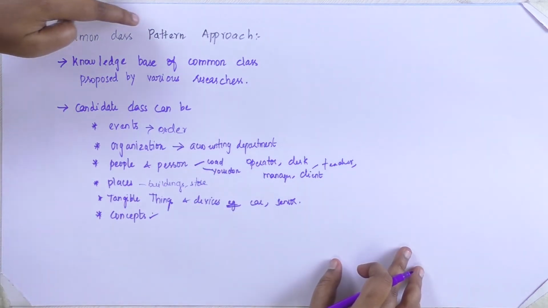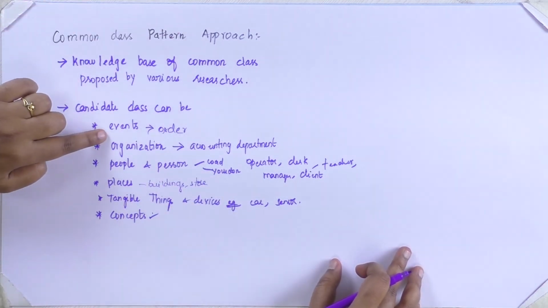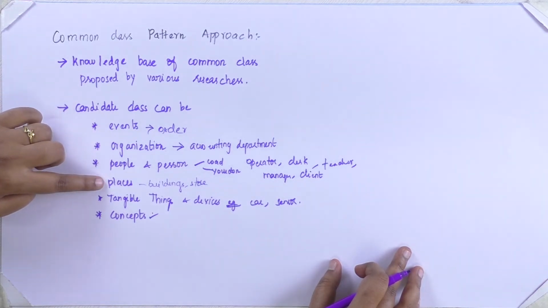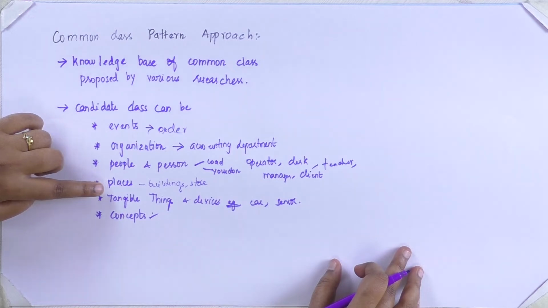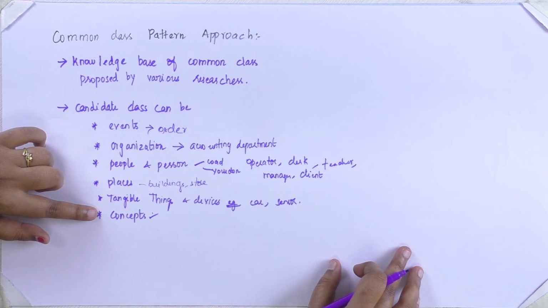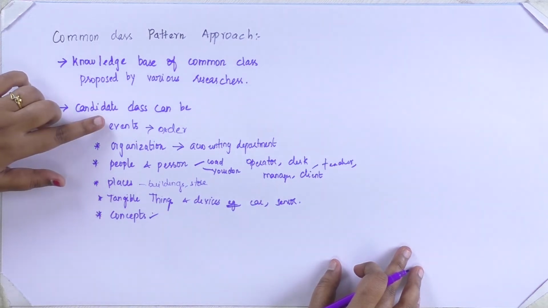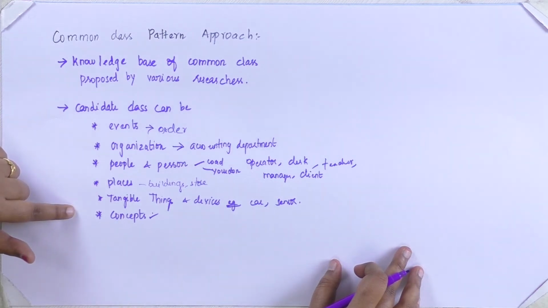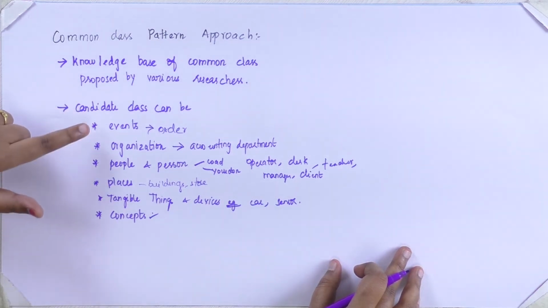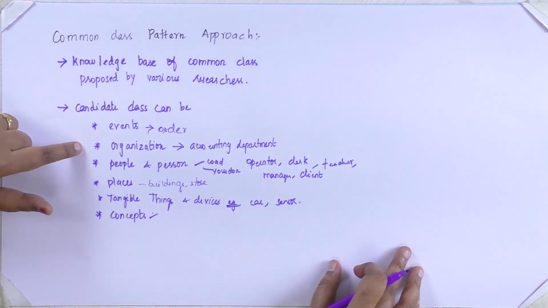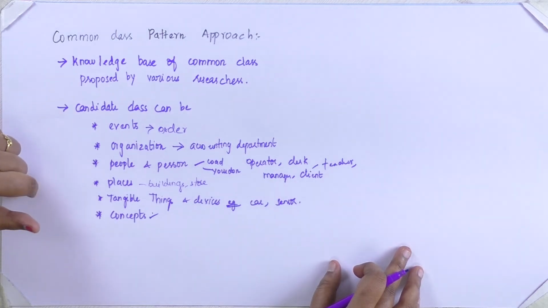So in the common class pattern approach, events, organizations, people and persons of the system, places where the system will be acting, tangible things and devices with which the system is communicating, and the concepts with which the system is working, these things can contribute candidate classes for the system. So by using the common class pattern approach, you can have many candidate classes, because you can have classes from events and you can also have classes from organizations, places, tangible things, etc.